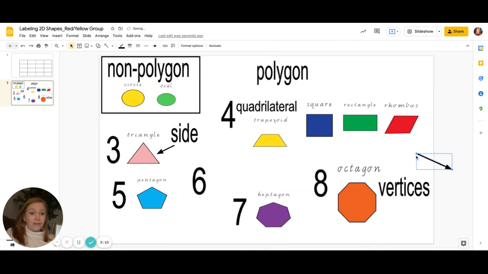If you need help, you could also ask Michael. Michael knows that the vertice is the pointy part. So right there, there's our vertice or pointy part.